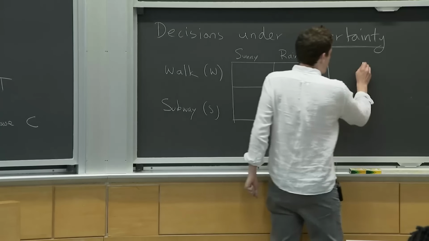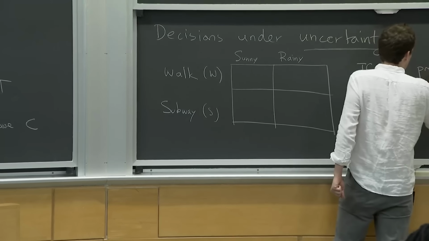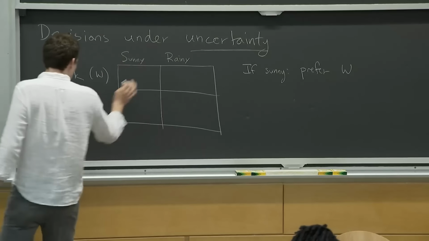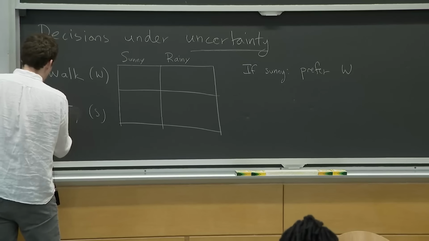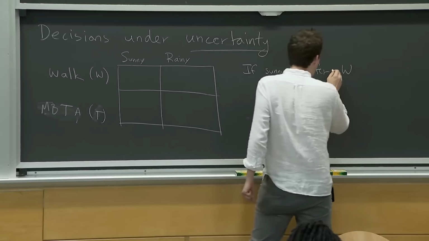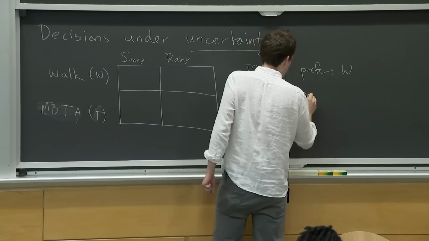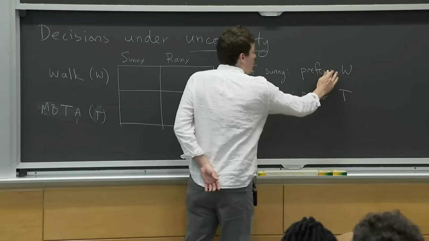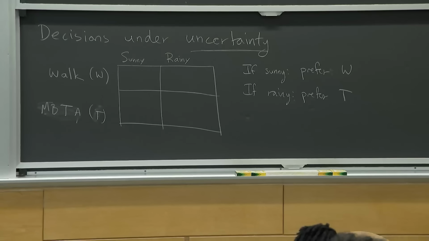Okay? So maybe I'll write this over here. If sunny, you prefer, and I think sometimes I call this the T to avoid the S. Let's call this the T, MBTA, just so we don't see the two S's. If sunny, you prefer to walk home. And if rainy, prefer to take the T. So how would you approach this problem? I mean, this is a very simple problem, a simple choice people make all the time. How would you approach this?